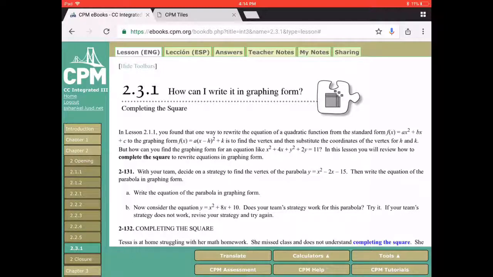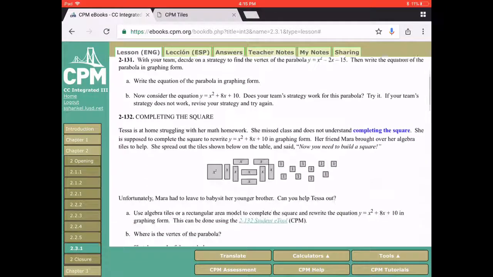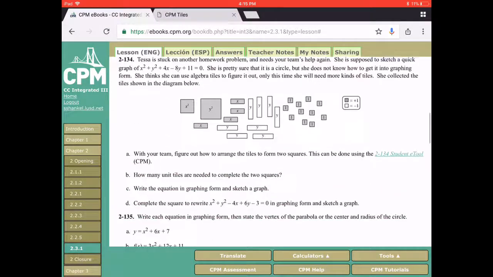So we're on 2.3.1, and yesterday we learned how to change an equation from standard form into graphing form for a quadratic function. Today we're going to be working with circles: how to change a standard form equation of a circle into a graphing form equation of a circle. So let's look at problem 134.